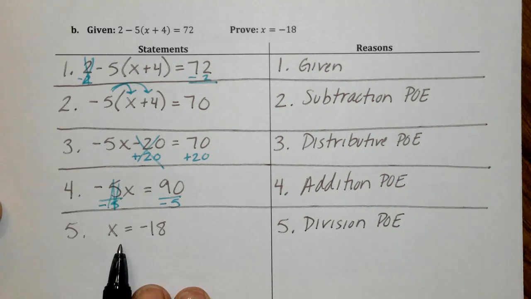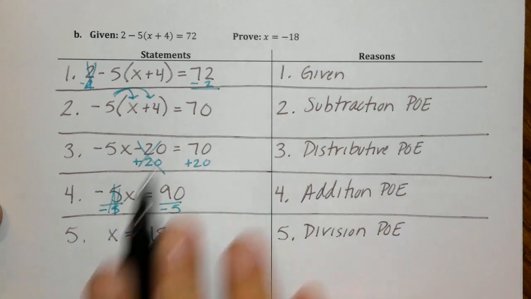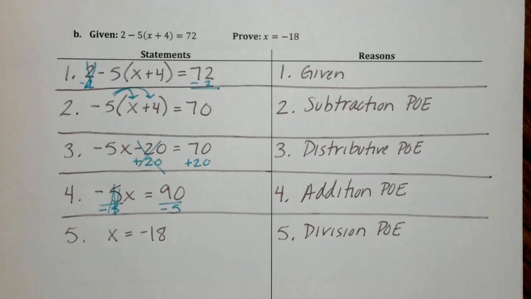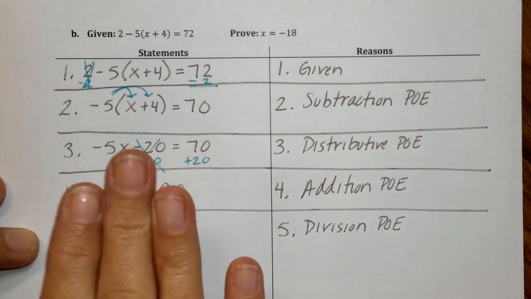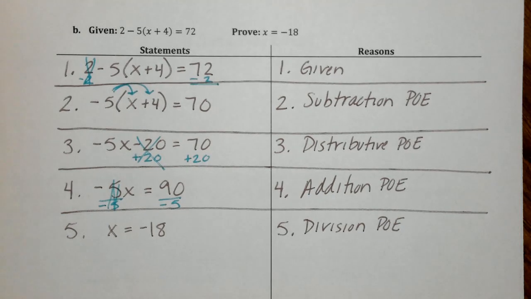Always go back and check when you have x, make sure they didn't want you to change that out. Guys, that is all that algebraic proofs is. If you've got your algebra down, go step by step. Put your statement, put your reason. Put the next statement, next reason, and that's it.